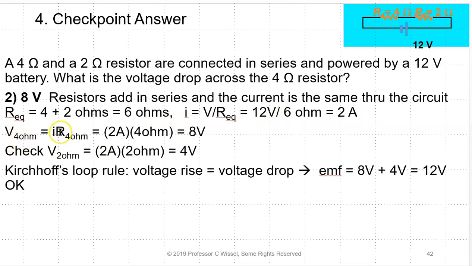Voltage across the 4 ohm resistance is going to be the current times the 4 ohm resistance. So 2 amps times 4 ohms is 8 volts. We can always check this. Calculate the voltage across the 2 ohm resistor.